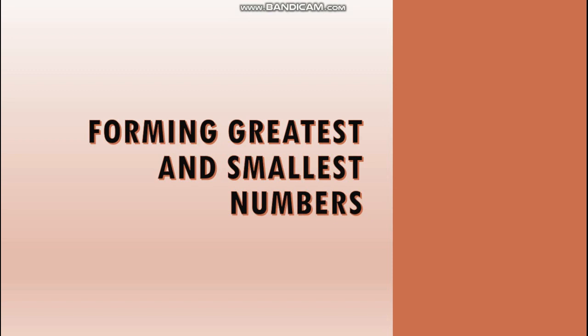So the number will become 7, 4, 2. Whereas when we have to form the smallest number, we have to arrange the digits in ascending order. To make the greatest number, we arrange the digits in descending order. When we have to make the smallest number, we arrange the digits in ascending order.